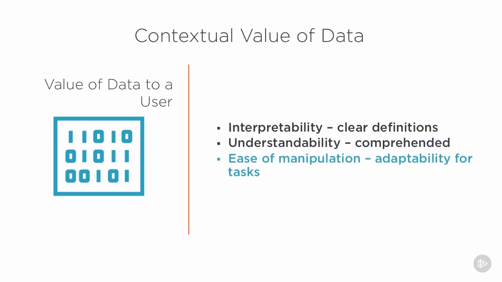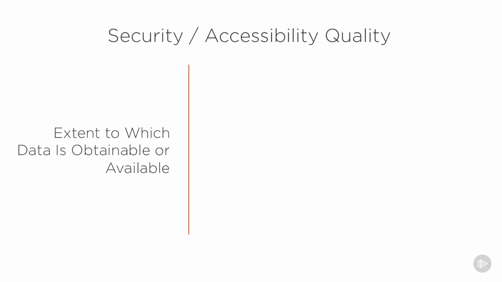And is it easy for them to use, adaptable for the tasks and responsibilities that they have? Or is the data in a very difficult, obtuse format that is difficult to understand, in many cases, prone to errors through the translation and use of that data? It's also important that our data is accessible when needed. This is where we look at the security and accessibility quality of data, which measures really the extent to which the data is obtainable or available when necessary for the user.